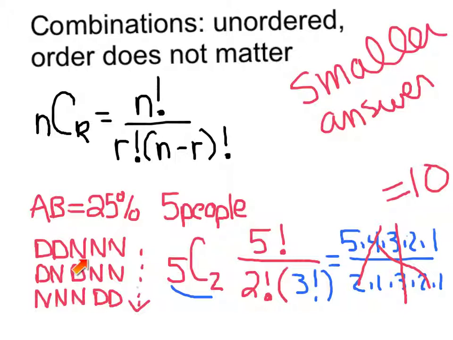And the way I remember combinations and permutations is if the answer is going to be really big, it's a permutation, and if the answer is going to be a lot smaller, it's a combination.